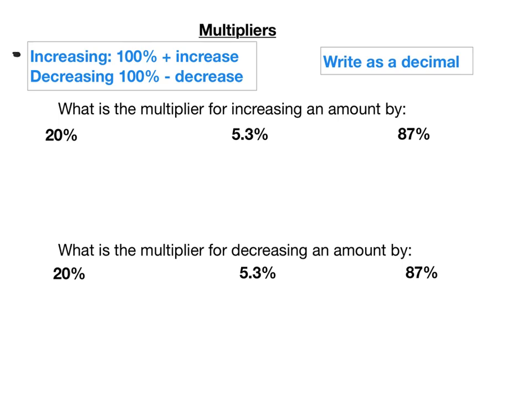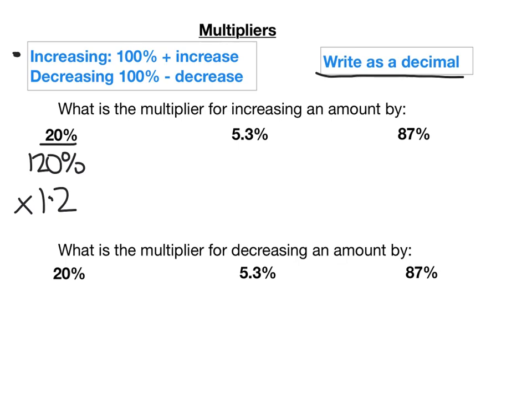So if we're adding a percentage on, we need to work out 100% plus the increase. So the first increase is 20%, so that would mean we've actually got 120%, and then the next thing we need to do is always write them as a decimal. So this is going to be 1.2, so we would multiply our original amount by 1.2.